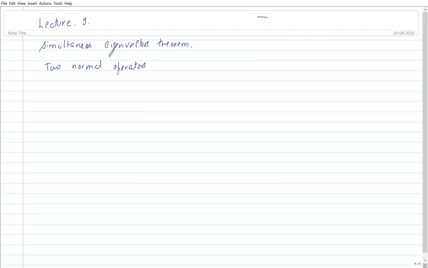So we were at the simultaneous eigenvectors theorem, which essentially said that two normal operators have simultaneous eigenvectors if and only if they commute.